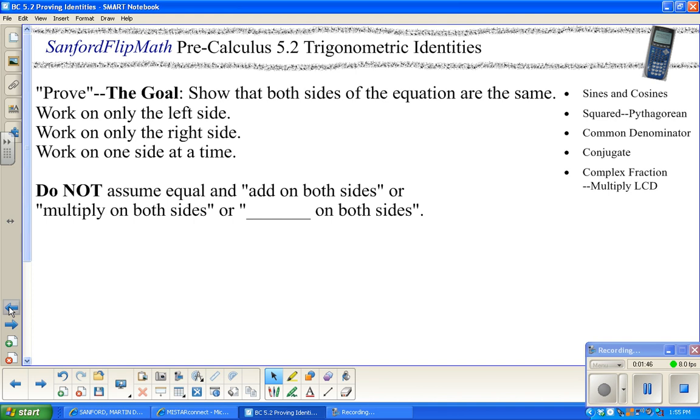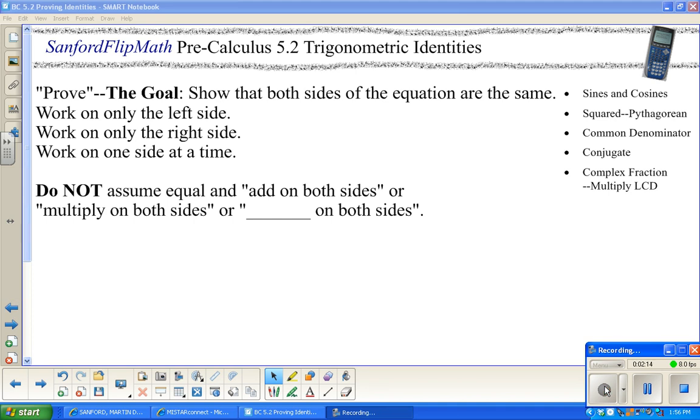And I'll clarify what that means when we start seeing some more interesting examples. But here's the issue. We're trying to show that those two things are equal, that they're the same. So I cannot do things like in normal algebra when I'm solving an equation, where you can add on both sides and cancel stuff out, or multiply on both sides, or cross multiply. You can't do any of that in this. This is not like Algebra 1. This is work on one side and then you stop. Work on the other side and you stop. And you'll see what I mean in a minute.